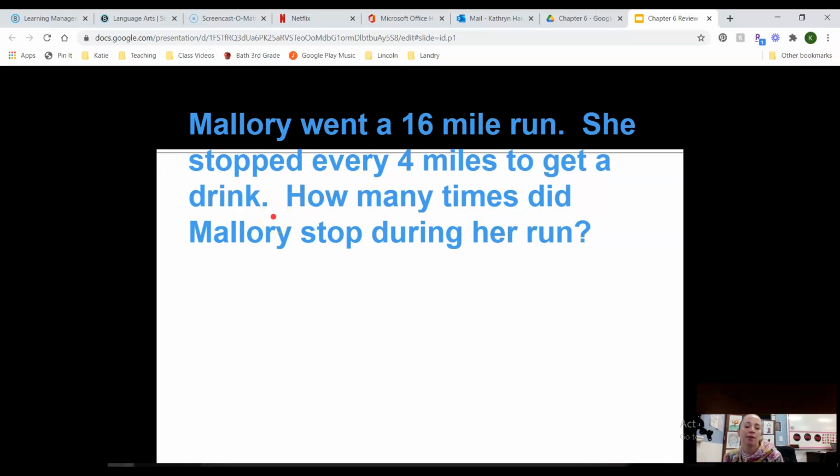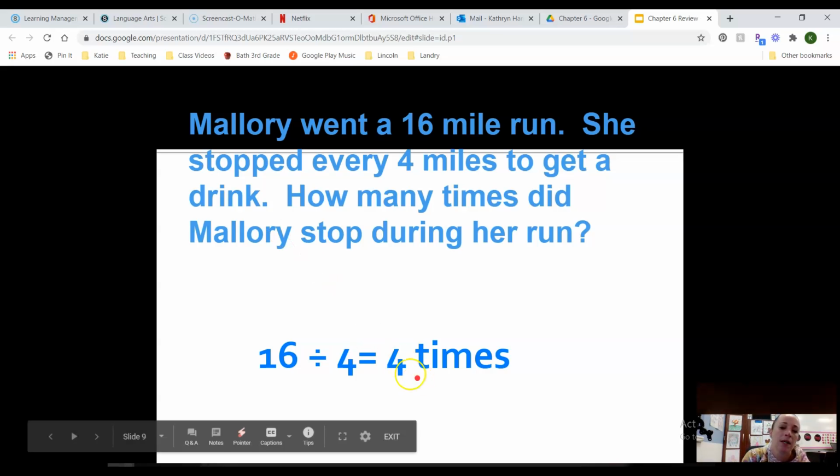So what is 16 divided by 4? If you do not know, please draw 4 groups and separate out 16 things. Pause this video now, and when you're ready, check your answer. The correct answer is 16 divided by 4 is 4, because 4 times 4 is 16.